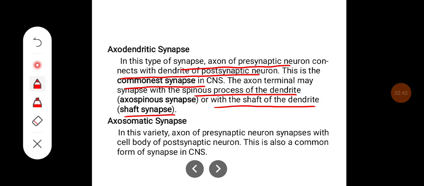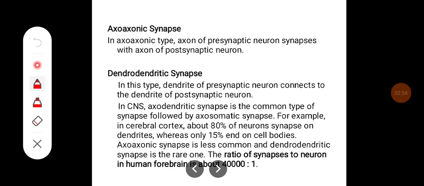Axosomatic synapse. In this variety, the axon of the presynaptic neuron synapses with the cell body of the postsynaptic neuron. So this is also a common form of synapse in the central nervous system. Axoaxonic. In the axoaxonic type, the axon of presynaptic neuron synapses with the axon of postsynaptic neuron. In dendrodendritic synapse, the dendrite of presynaptic neuron connects to dendrite of postsynaptic neuron.